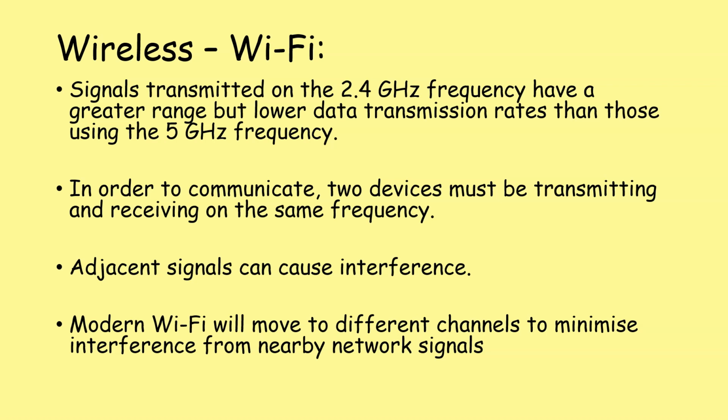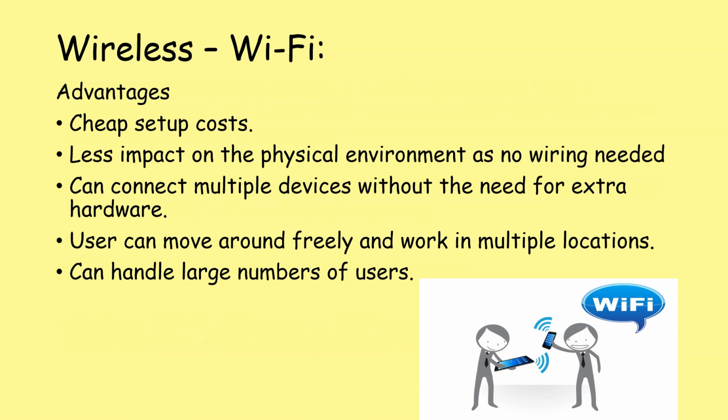That can be a problem. If you're operating at one frequency and your neighbor's operating at a very similar or overlapping frequency, this will cause interference and you'll have problems sending and receiving data. But as I say, modern Wi-Fi devices know enough to move between channels to minimize any of that interference. What are the advantages of Wi-Fi?